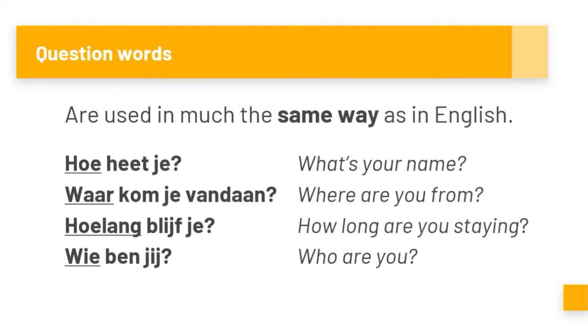Then, for example, when you want to know who are you, there we see who at the beginning. In Dutch it's the same. We start with wie. Wie ben jij? So you see, the sentences and the question words are not that different from English.